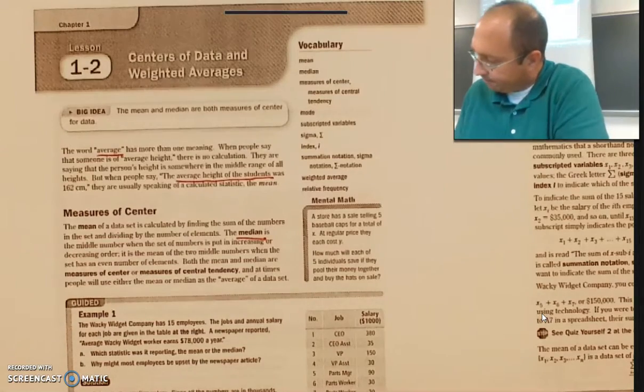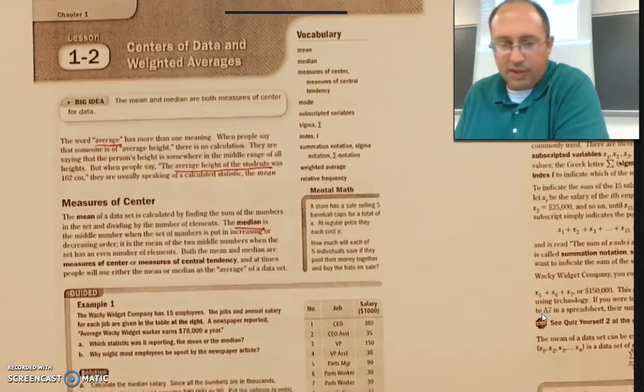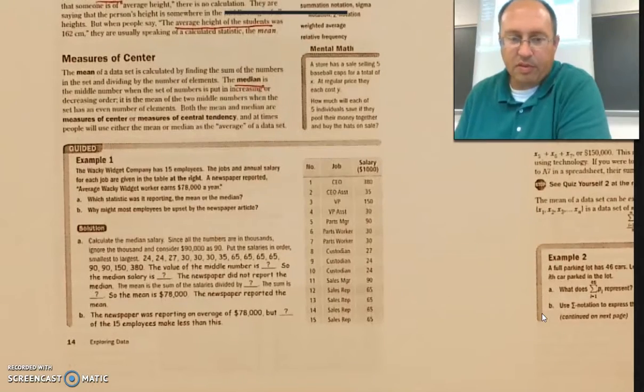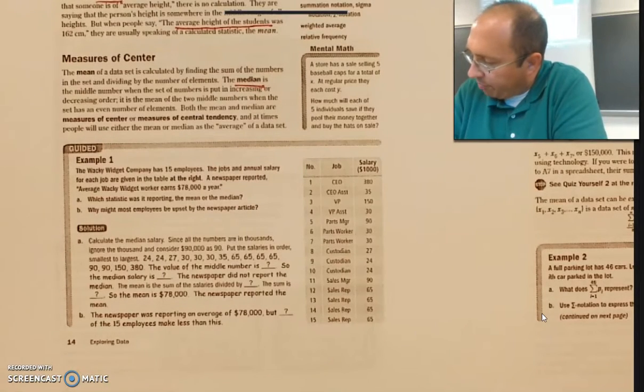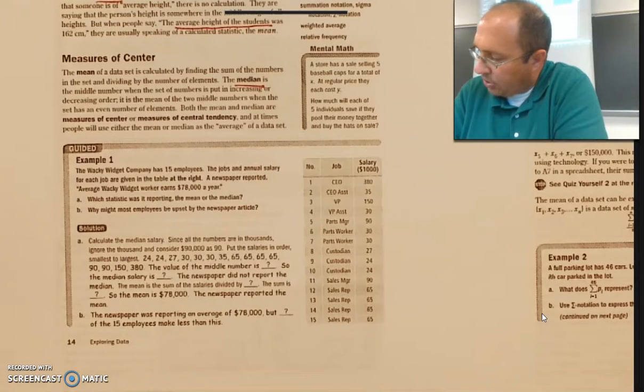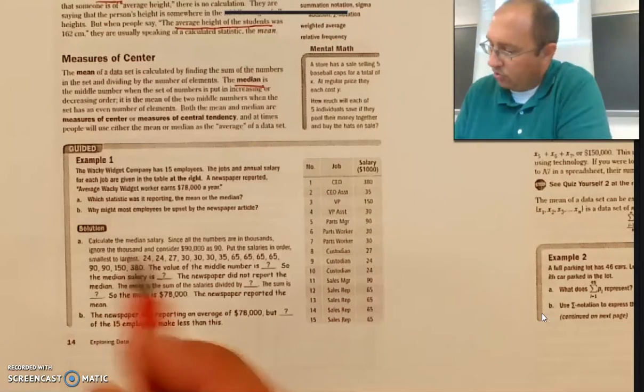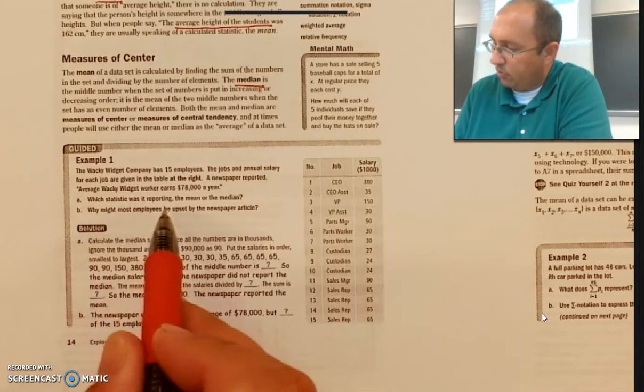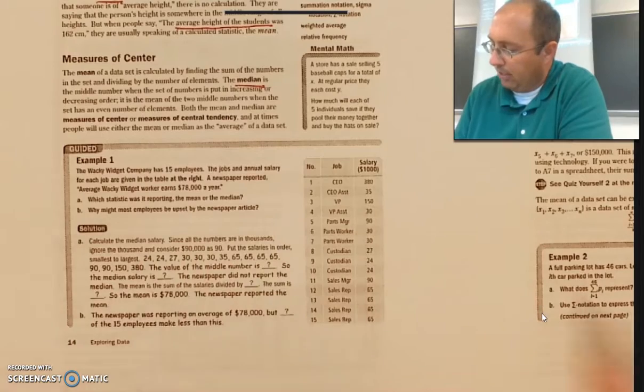So in this example 1 down here at the bottom of the page, it says, Wacky Widget Company has 15 employees. The jobs and annual salaries for each are given in the table at the right. The newspaper reported the average Wacky Widget worker earned $78,000. So the first question is, which statistic were they reporting? Was it the mean or the median?